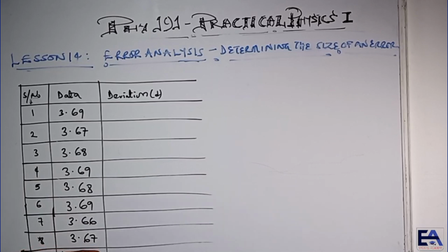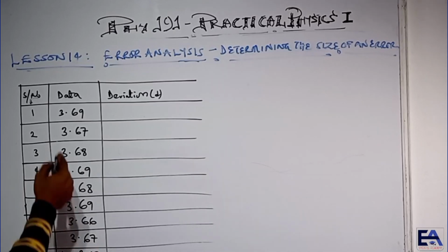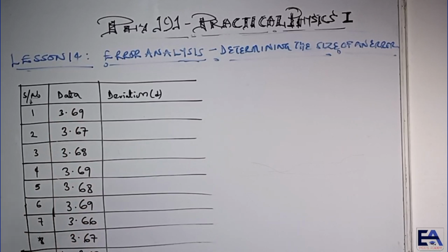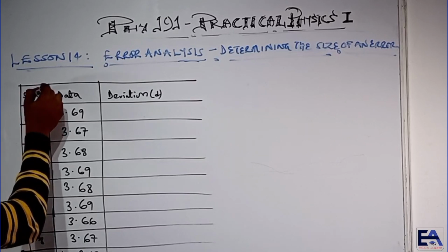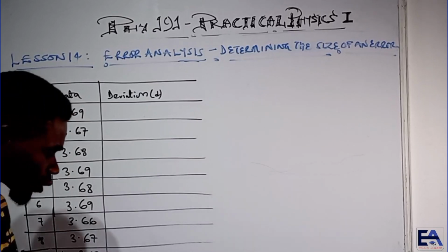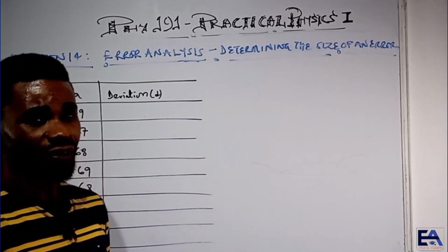The average of the measurements, obviously, is 3.68. That is, we took the average from this plus this plus this plus this plus this plus this plus this plus this, divided by the number of times the measurement was taken. The number of times is what this represents, which means 8 times. So when you add up everything and divide by 8, you get this average value. But that is not really enough.